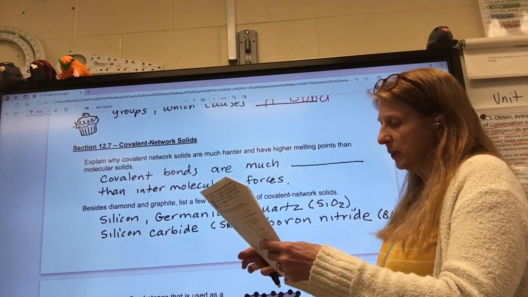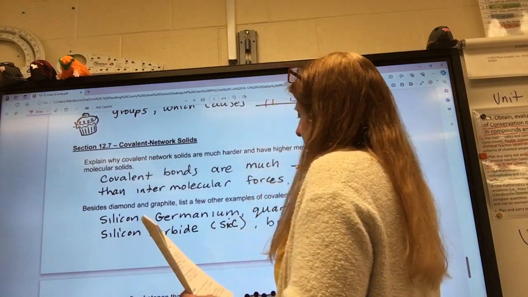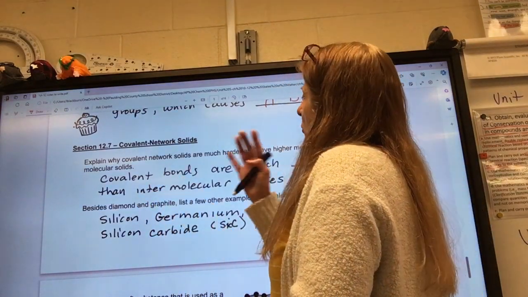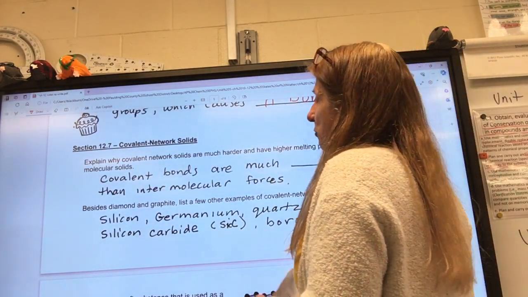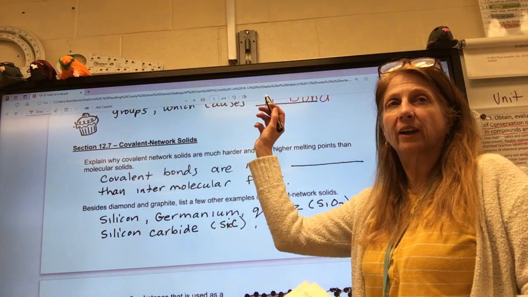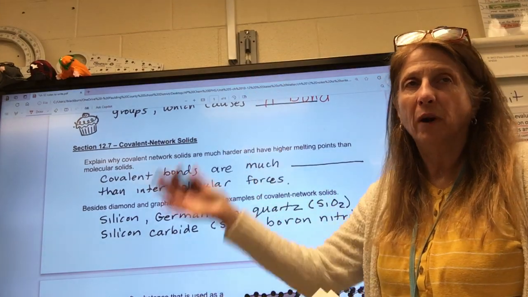Okay, so the next one is our covalent network solids. This is like our diamonds. Why are covalent network solids much harder and have a higher melting point than molecular solids? They're both made out of covalently bonded molecules.